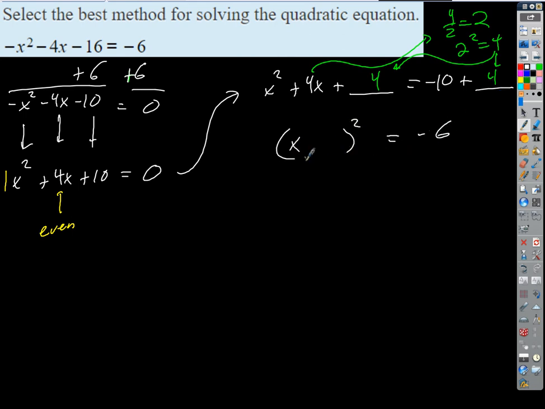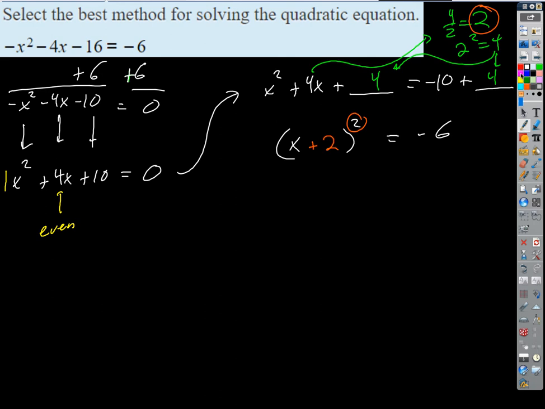What's that going to factor into? What are the magic numbers that multiply to 4 and add to 4? 2 and 2. There it is, right there, right? There's the number we're looking for. 2 and 2. So x plus 2 squared. Okay? Last 2 steps. Square root.